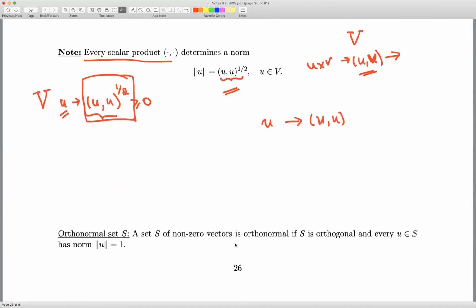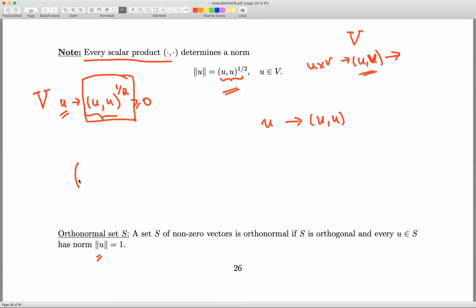Now, once we have a norm and we have the tool to measure magnitude, we can expand our definition of an orthogonal set. Remember that a set of non-zero vectors was called orthogonal if every two vectors are orthogonal to each other. Now we can put an additional restriction on this set and require that every element of this set has norm 1. If this is the case, then the set is called an orthonormal set.